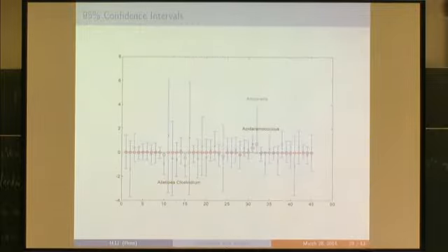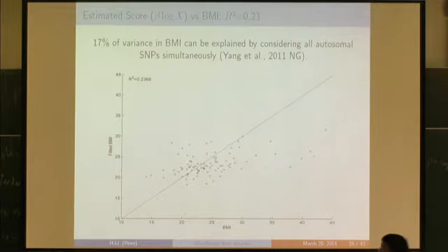So using this unbiased estimate of beta, we can recalculate R-squared. This time the R-squared is 0.23, and this is the plot of fitted BMI and observed BMI.